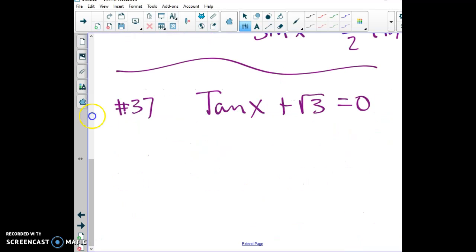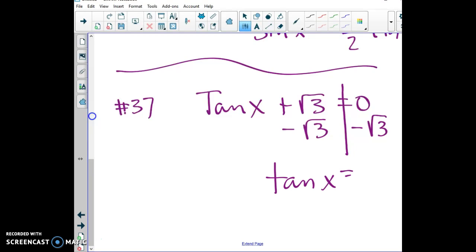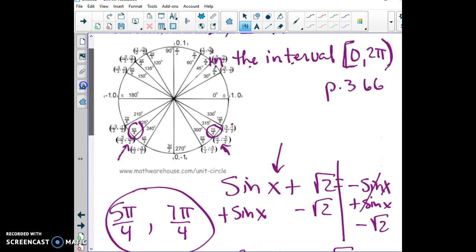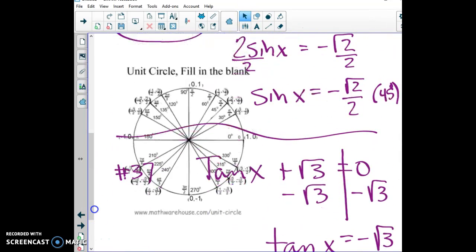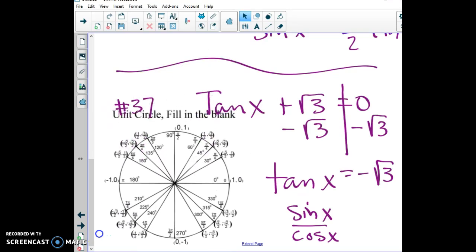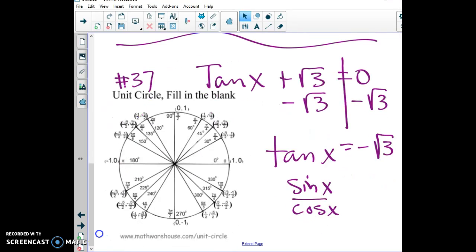So we've got tangent this time. The tangent of x equals negative square root of 3. We know we're going to use our algebra skills. We're looking for the angle whose tangent is negative square root of 3. Recall tangent is sine x over cosine x. So we're going to be looking at our unit circle and trying to figure out where we get a simplification of negative square root of 3.